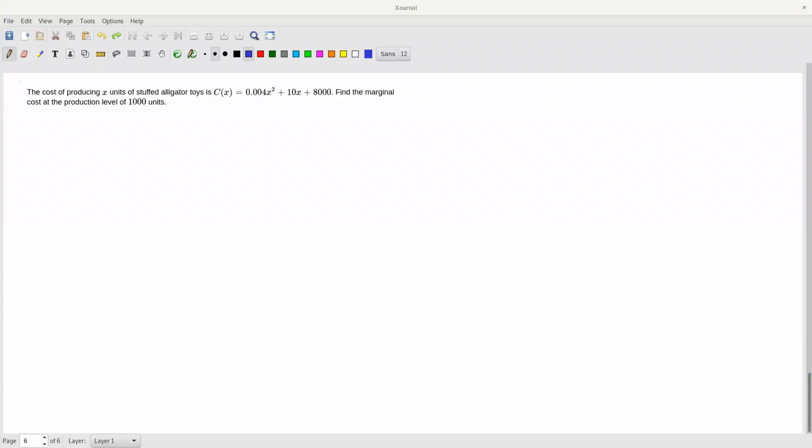So margins related to derivatives are an average rate of change when the change is 1, compared to the instantaneous rate of change. What we're going to do here is compare C prime of x, the derivative of cost per unit, and that is per additional stuffed alligator toy that we make. So that's the derivative, that's the instantaneous rate of change.